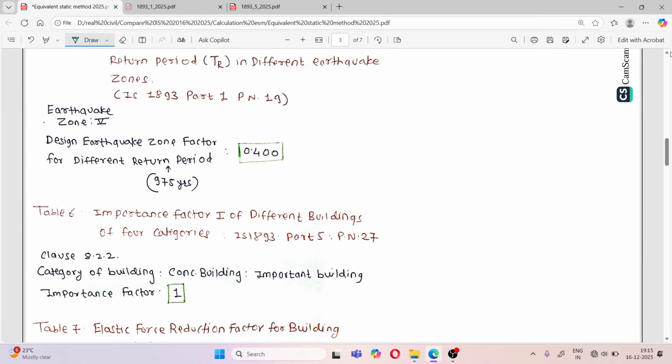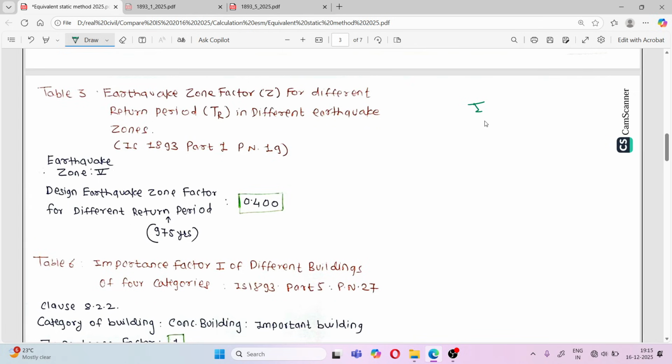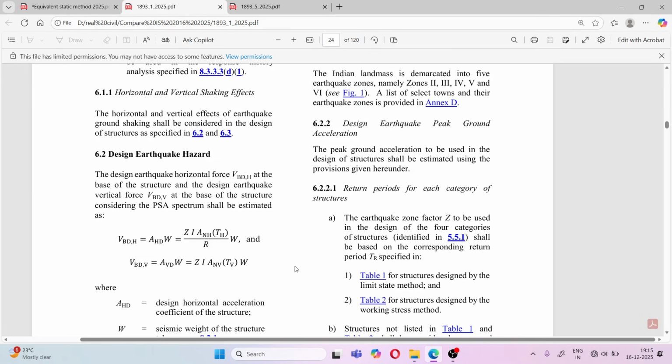So this is how you select the zone. Previously the zone depended entirely upon the location of the structure. Now it is correlated with many things, like the type of structure or importance category of the structure, then return period and all those things. Now you have to come back to IS 1893 Part 1, page number 19, where there is Table 3, earthquake zone factor Z for different return periods in different earthquake zones. So we will go to page number 19 here.